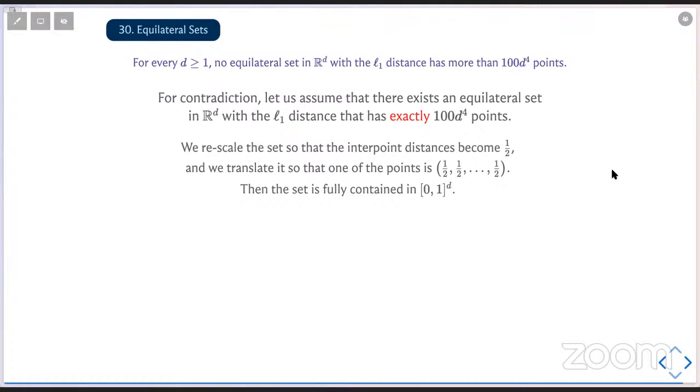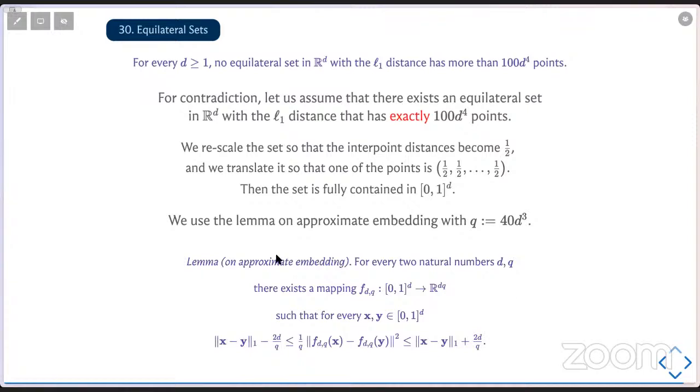Okay, so we've brought everything within the fold of the unit box in R^D, and again, this is more parameter pushing. We keep at the back of our mind that we are going to use our little embedding lemma with a particular value of q, which happens to be 40d cubed. That's not going to come to bite us until much later, but let's just have that at the back of our minds for whatever it's worth.